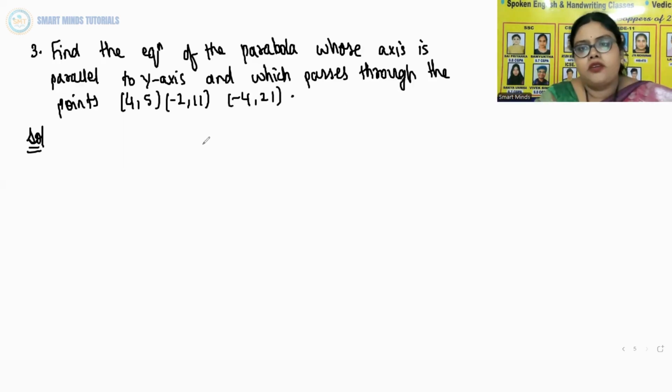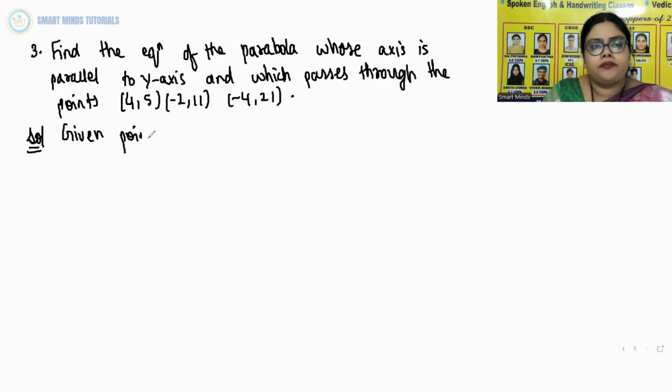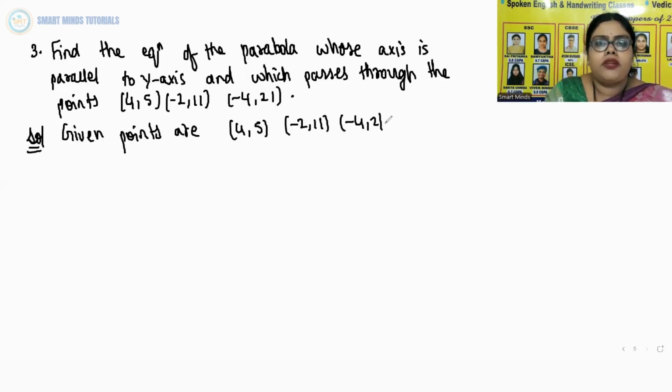Now take the third question. This question is also important. Find the equation of the parabola whose axis is parallel to y-axis and which passes through the 3 points. So first let us write the given points. Given points are 4, 5, minus 2, 11, minus 4, 21. Now equation of parabola.